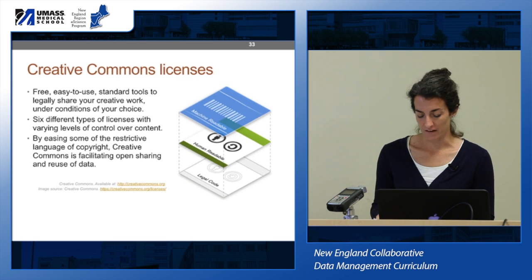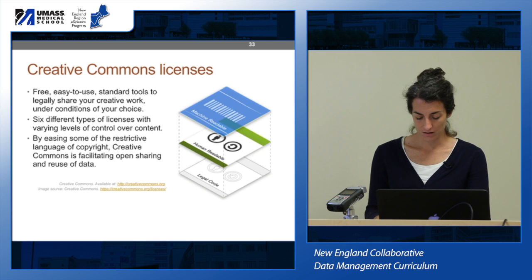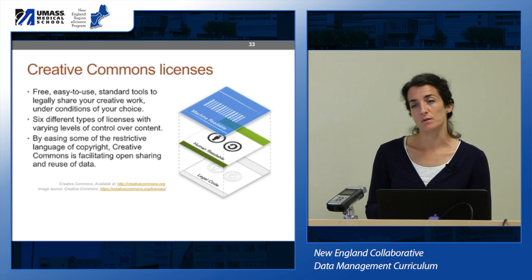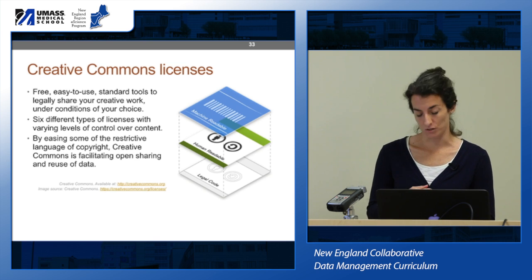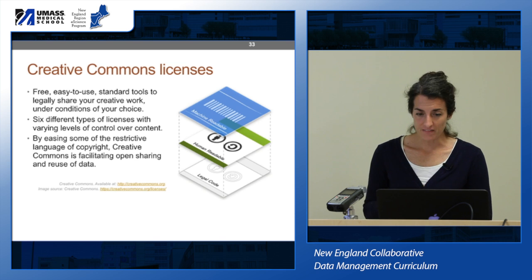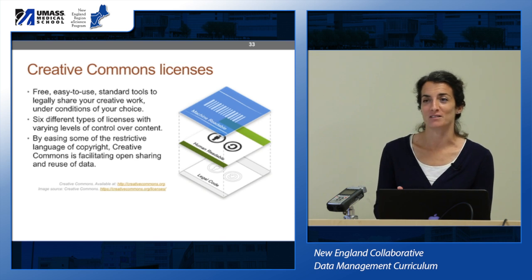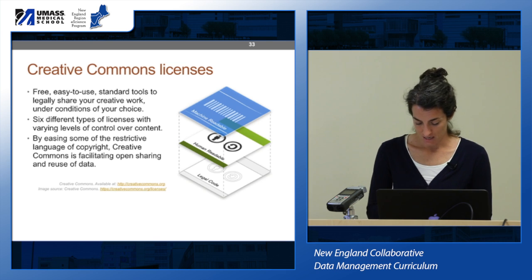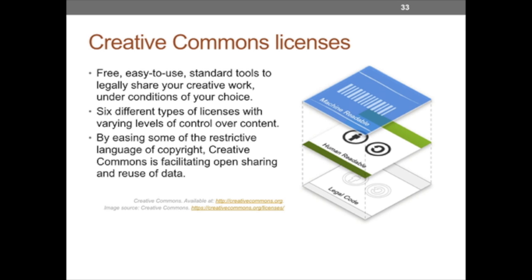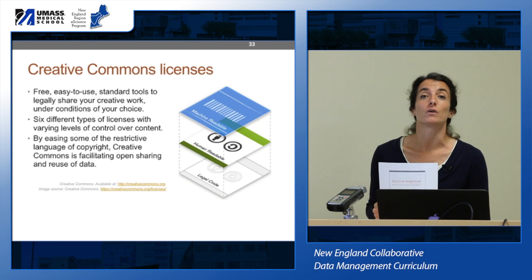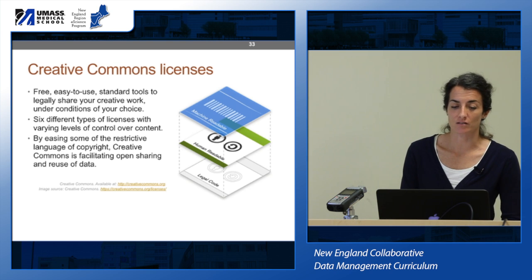Creative Commons licenses, which I've mentioned, are free and easy to use licenses. They're a tool that enable a copyright owner to express how they want their works to be used. They have three layers. They are machine readable, they are human readable, and they're also legal documents, so lawyers can interpret them as well. So by using some of the restrictive language of traditional copyright, Creative Commons licenses have facilitated the open sharing and reuse of data. So they're a helpful tool for communicating your science.